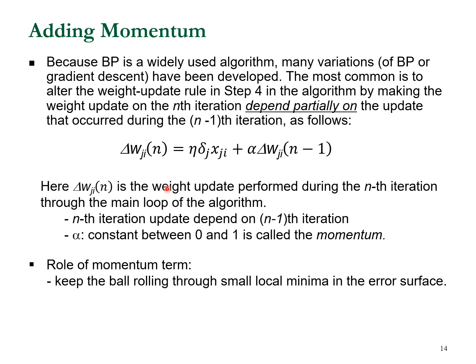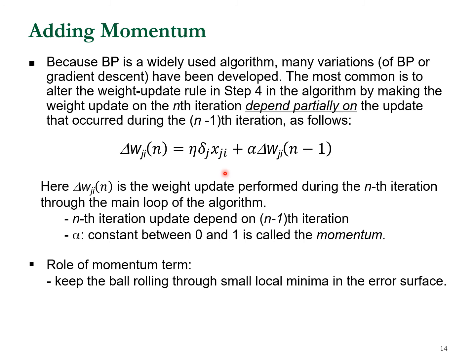So if you look at the pseudocode of the backpropagation algorithm, then in step 4 we do have this formula. The delta W n is eta, the learning rate, times delta J times the input. And this delta J depends on whether you update an output node weight or a hidden node weight. Depending on that, you determine the value of this delta J. So that is the original formula.